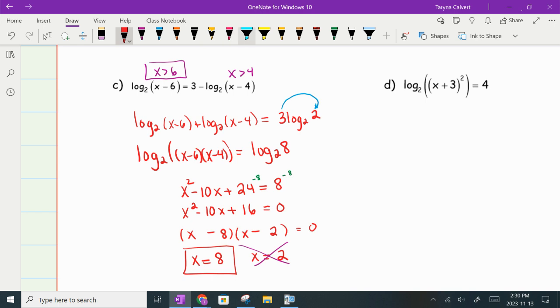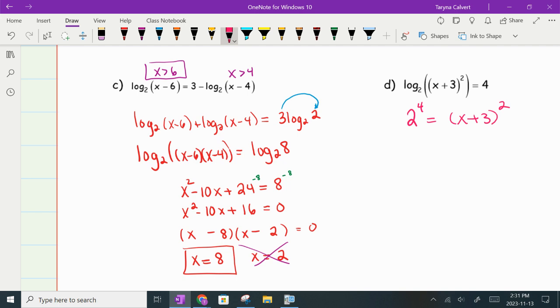Yeah. Everybody good with C? With D, again, you could do a base 2 log on the other side, but could I just change forms right now? Yeah, to me, I'd probably, because there's only one log on the other side, I'd probably look at this and just go 2 to the exponent of 4 equals x plus 3 all squared.